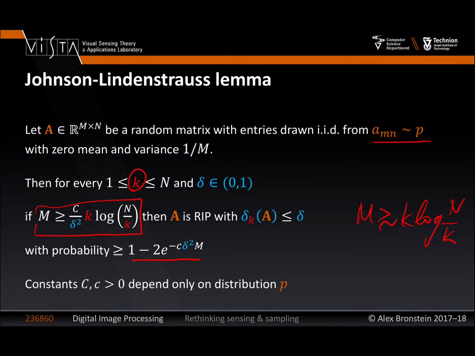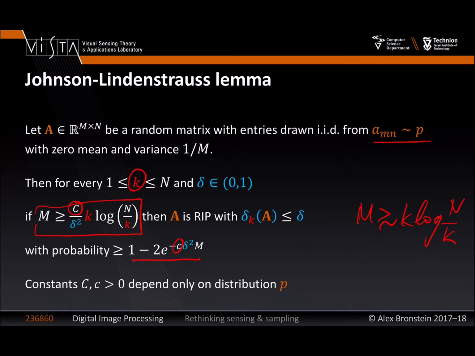Okay? Of course, these two constants, the one that gives you the probability of this happening and the one that tells you how many measurements you need to take, they depend on the distribution P, but they don't depend on any other parameters, just on the distribution. And for the Gaussian distribution, you will have some ugly expression that gives you no insight. But still, basically, it falls into this general recipe. Okay, so this is called the Johnson-Lindenstrauss lemma, or the RIP property for random matrices.